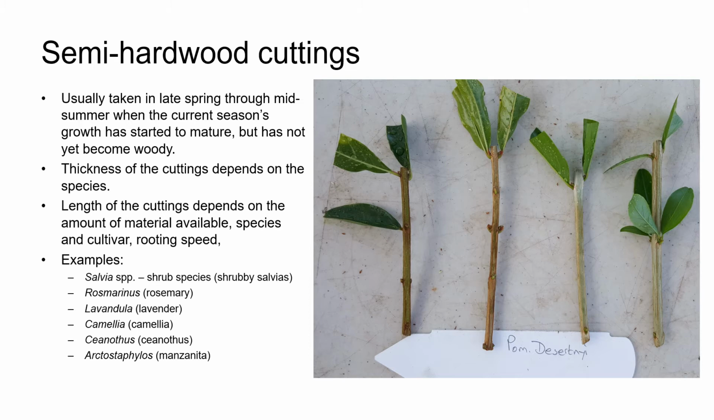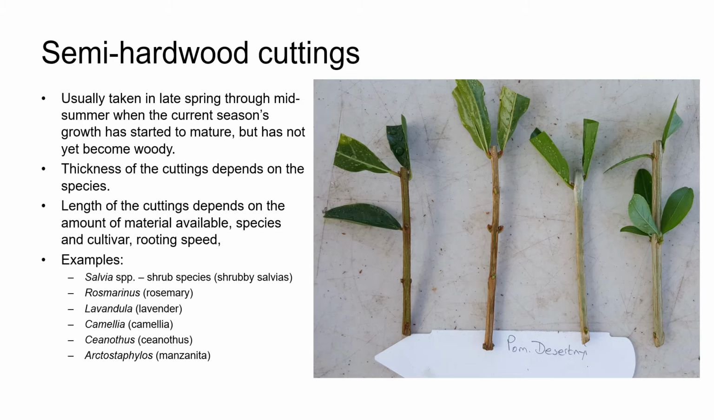Semi-hardwood cuttings are usually taken in late spring through midsummer, when the current season's growth has started to mature but hasn't yet become woody. In California, where we have a year-round growing season in some parts of the state, it's possible to take semi-hardwood cuttings from some plants at almost any time of the year. The length and thickness of semi-hardwood cuttings depends on the species and cultivar and the amount of material available.